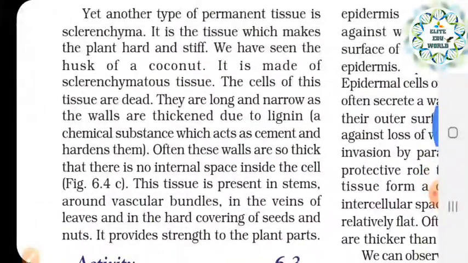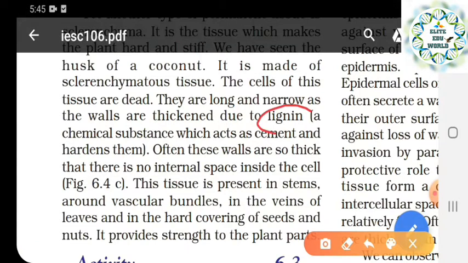We saw the example of the husk of coconut, which is very thick tissue because of lignin. Lignin is a chemical substance which acts as a cement and hardens the walls. So it gives hardness to the part of the plant. The walls are thick and there are no internal spaces. It is present in the stem, around the vascular bundles, and in the veins of the leaves.